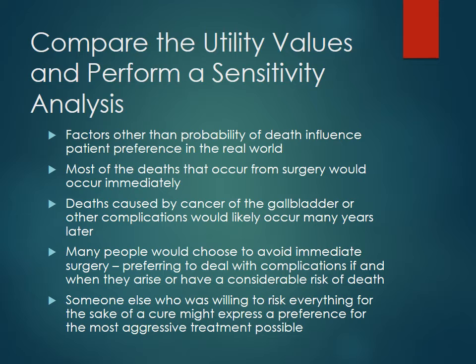So again, you may say, I want to take my chances with having the cancer pop up because I may only have 10 years to live anyway, right? Especially with older patients or something like that. Someone else who was willing to risk everything for the sake of a cure might express a preference for the most aggressive treatment possible. But it's important to make sure that they're aware of those kinds of decision trees in order to help them make an appropriate decision as well, and you're interpreting along the way.